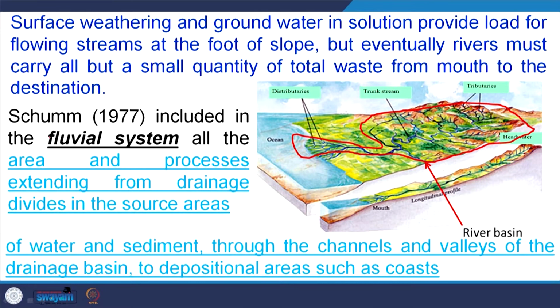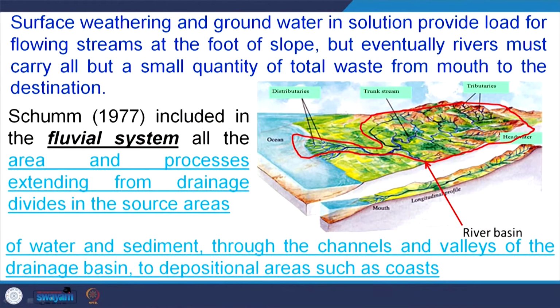Surface weathering and groundwater solution provide load for the flowing streams at the foot of the slope, but eventually rivers must carry all but a small quantity of the total waste from mouth to destinations. Here it is very important to understand that though the river system, its tributaries and catchment area produce a huge amount of sediment, not all the sediment reaches the ocean, the sink or the depositional site. Most of the sediments are distributed and redistributed, reworked and confined within the flood plains. So a very small amount reaches the ocean, and still it contributes 85% to 90% of the total sediment of the ocean system.